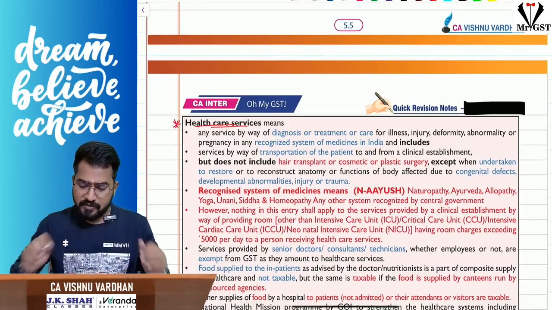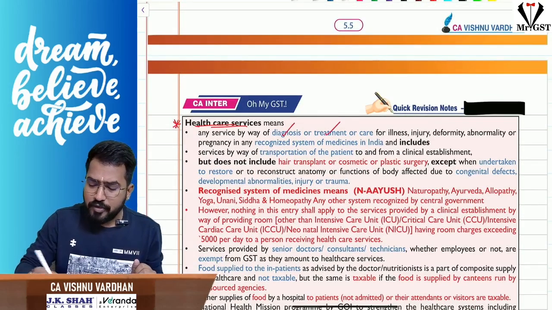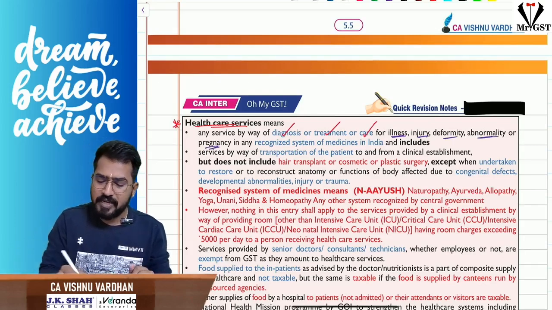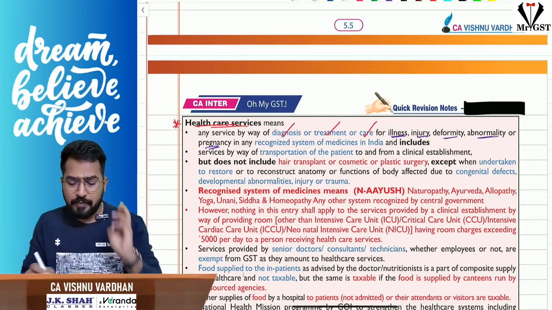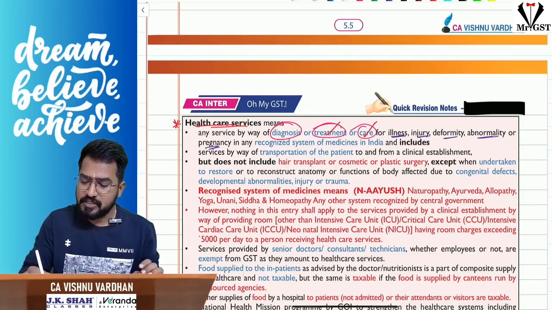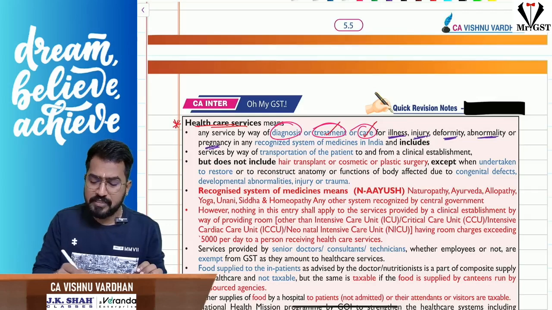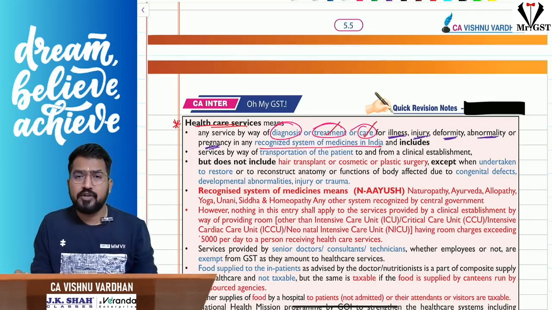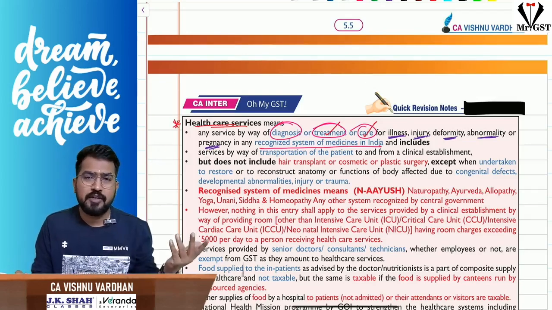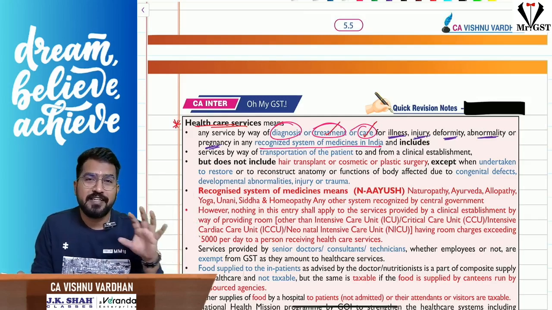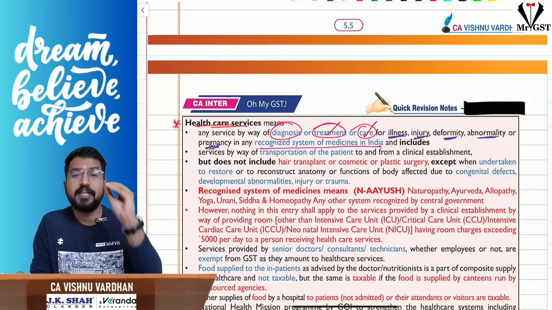So the healthcare service definition says diagnosis or treatment or care for illness, injury, deformity, abnormality or pregnancy. But sir, the interesting thing is it should be under any recognized system of medicine in India. It is not like somebody says om boom fat swaha, fever is gone, or somebody does some prayer, and you will be running from one corner to another. Such extraordinary healthcare services are not covered here. It is a recognized system of medicine.